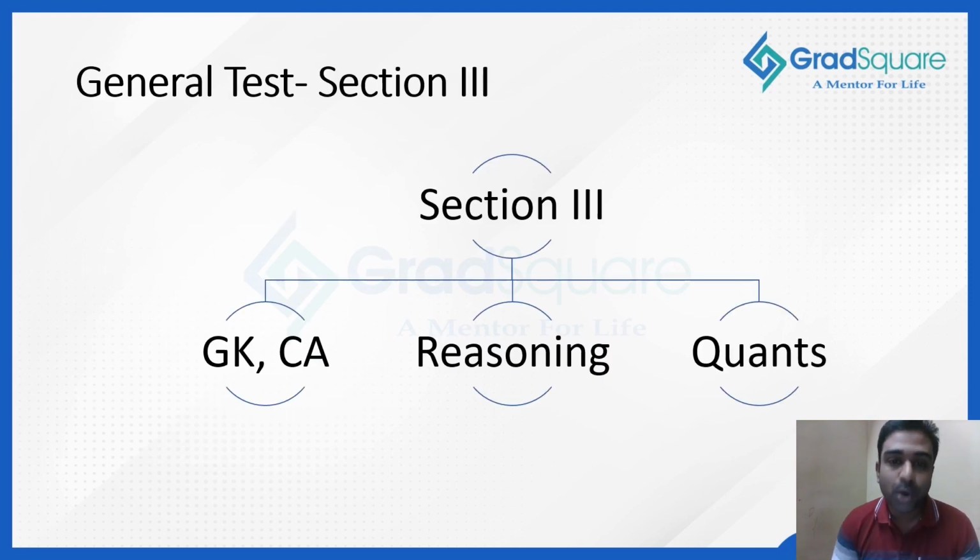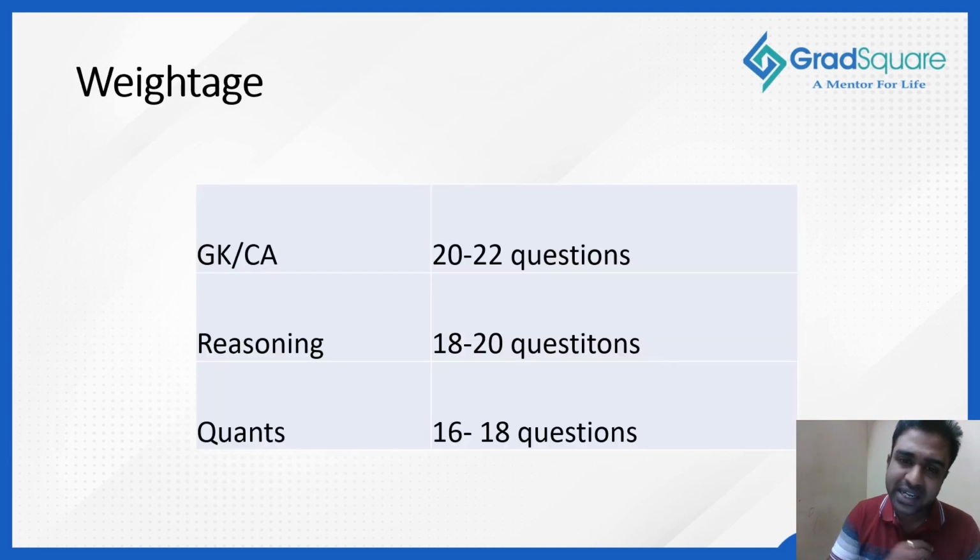Regarding the modules in paper 3, there are 3 modules. One is GK, general knowledge and current affairs, that is static and dynamic GK will be dealt with here. The next module is reasoning, and then comes quantitative aptitude, quants. And the weightage assigned to each module, that is the number of questions you can expect, is 20 to 22 from GK and CA, 18 to 20 questions from reasoning, and then quants with 16 to 18 questions.